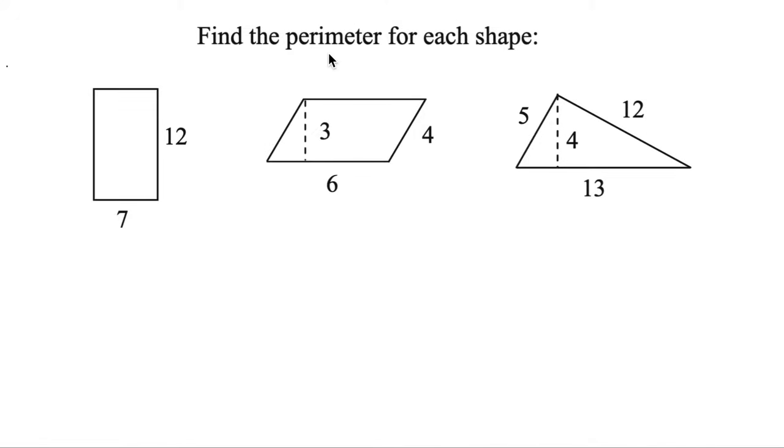In order to find the perimeter for any shape, we really just need to add the lengths around the outside. So for this rectangle, we could add 12 plus 12 plus 7 plus 7. Let's write that out. Feel free to use a phone or a calculator here, but those will add up to 38. So that is the perimeter for that rectangle.